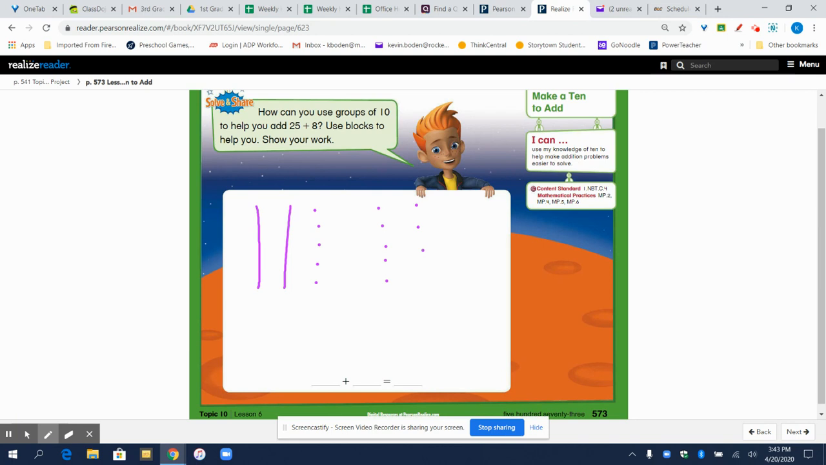My equation is 25 plus 8. And I'm going to find out how many we have in all. Now, to find out how many we have in all, I see 2 10s, but here's where things get tricky. Today, we're going to learn how to make groups of 10. So right now, let's think to ourselves, there's 5 ones and 8 ones. And if I add 5 ones and 8 ones together, I get 13 ones. So there's actually another 10 that I can make here.